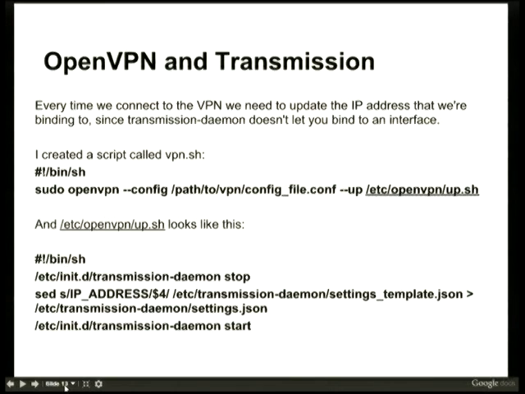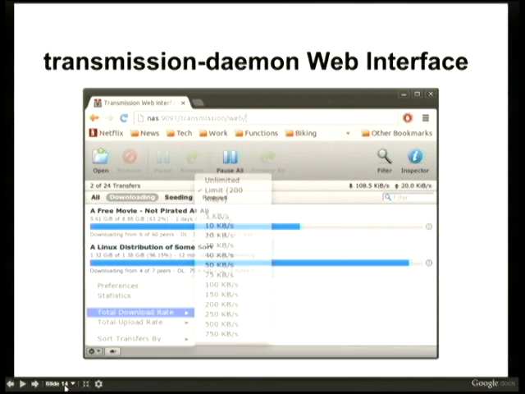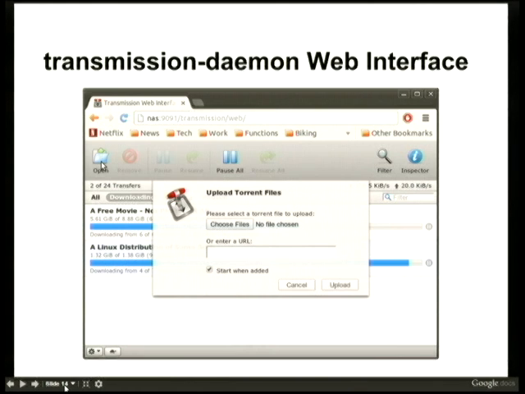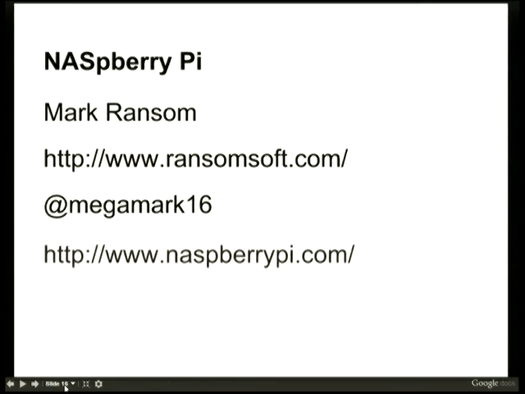So what that means is that every time I connect to the VPN, it only binds to that IP address and sends all my traffic over the VPN, and if I get disconnected from the VPN, transmission just stops transmitting. Here's what the web interface for transmission looks like. It's pretty slick. You notice I'm only downloading free movies and Linux distributions. You can set your download rates, you can select which files you want to save, and you can upload torrent files directly to it or paste the URLs. And then if you point your MiniDLNA right to it, then you can stream those videos directly to your devices.